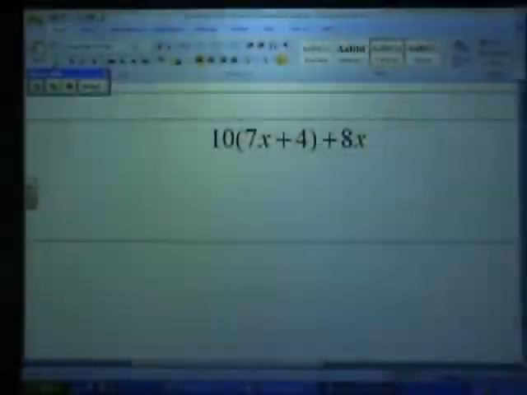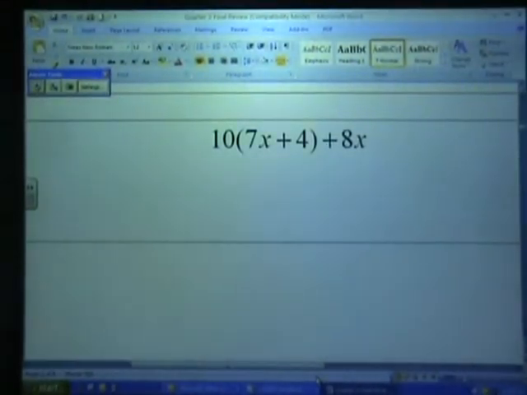Okay? Write it down. Okay, hey, you try. Okay, you do this one. I'll give you a clue. Distributive property, and then combine like terms.